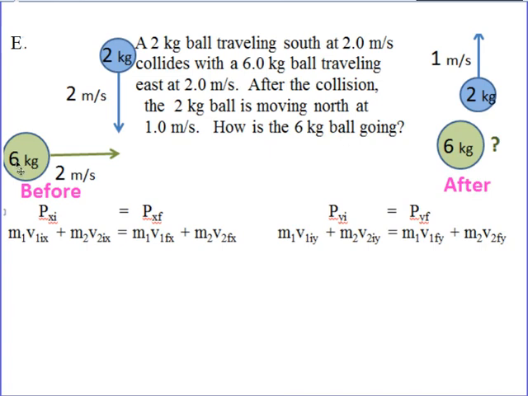For example, instead of cars I have balls. Here you have this 6 kilogram ball going in the x direction at 2 and this 2 kilogram ball going in the negative y direction at 2, and they collide. This time they do not stick together, but they bounce apart. After the collision the 2 kilogram ball is going in the positive y direction at 1, and the 6 kilogram ball is going at what direction? You were to figure that out.